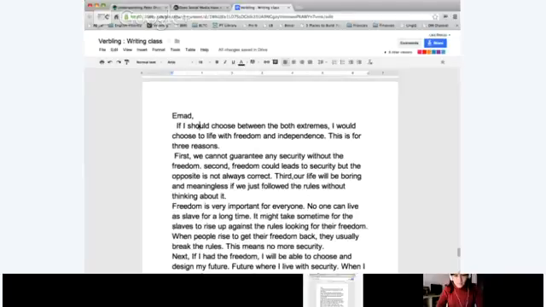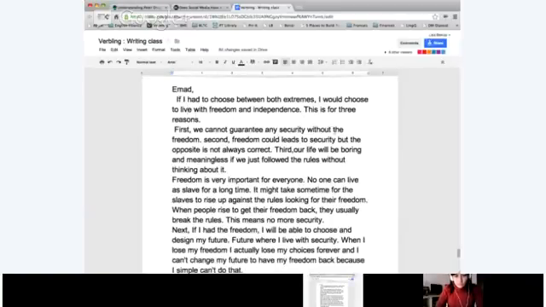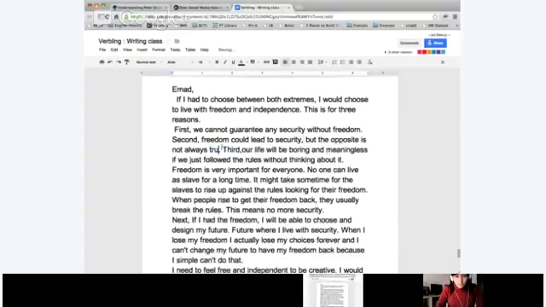Usually we say, if I had to choose. Yeah, that's a kind of pattern: if I had to do this, I would blah, blah, blah. So if I had to choose between both extremes, I would choose to live with freedom and independence. This is for 3 reasons. First, we cannot guarantee any security without freedom. Second, freedom could lead to security, but the opposite is not always, I would say, true.